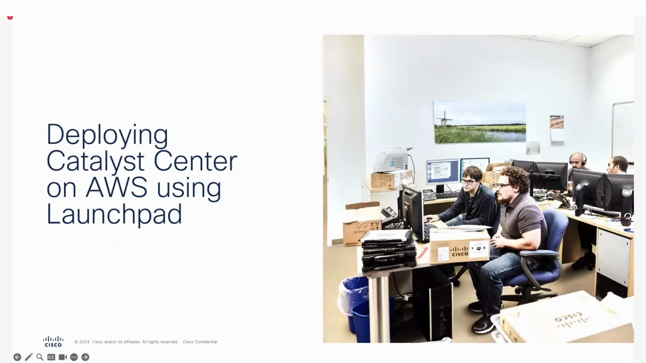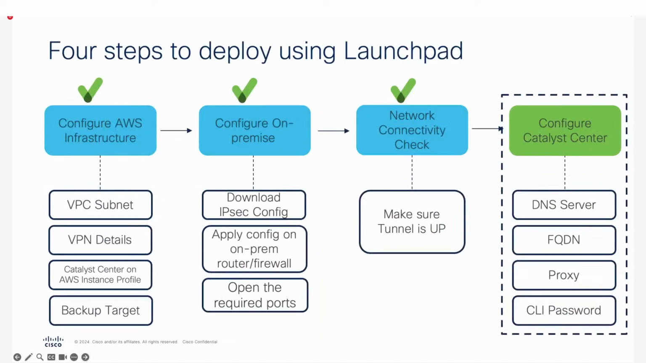Now, the first option for you to create your Catalyst Center is using Launchpad. It's going to be 4 easy steps. You will set up your account on AWS. You will access dna.cisco.com, and then you will start configuring all the AWS infrastructure. It will create all the VPC subnets, the details for the VPNs, the instance profile, the backup target, everything is done for you. You will need to configure your on-prem customer gateway.